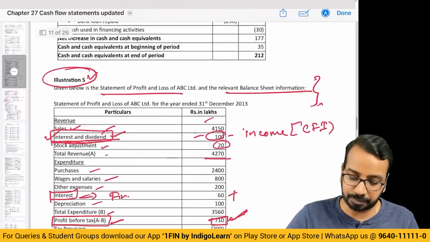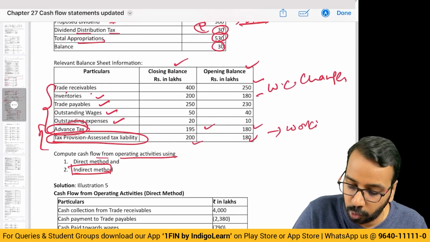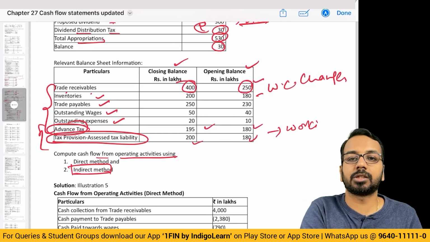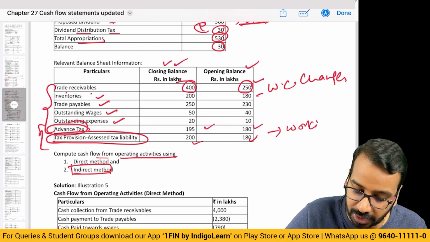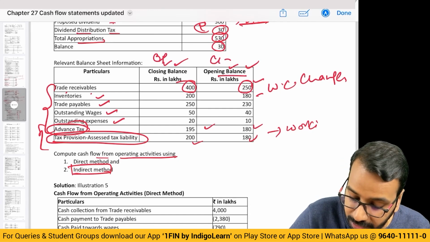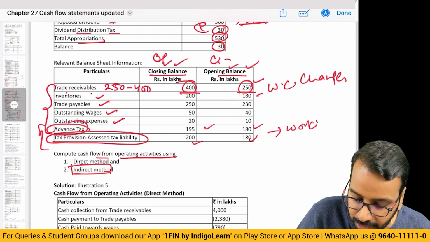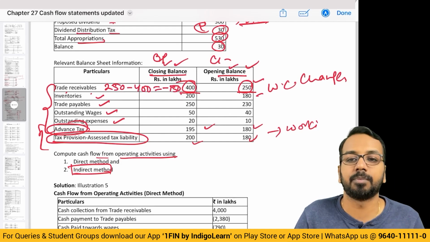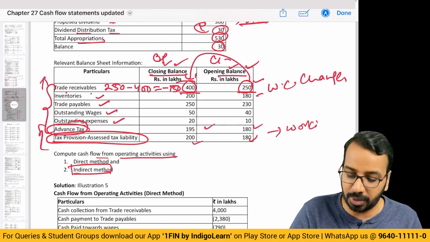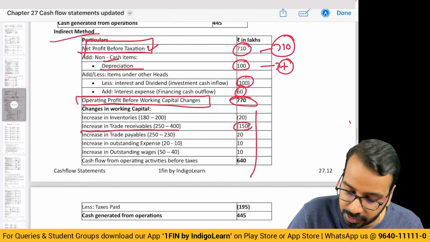So coming back, for assets, trade receivable is an asset, you will do opening minus closing. Now be careful with the dates. Sometimes they will give opening here, closing there, so you have to read carefully. Opening is here, closing is here. 250 minus 400 is equal to minus 150. 250 to 400 is an increase. So there is an increase in trade receivable, minus 150.